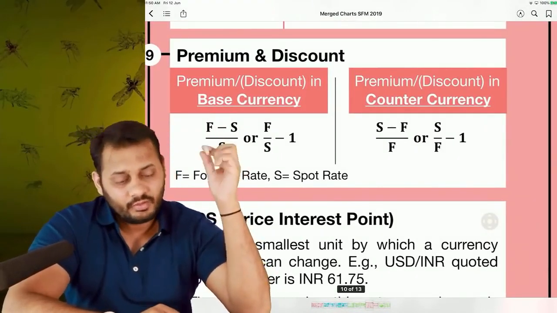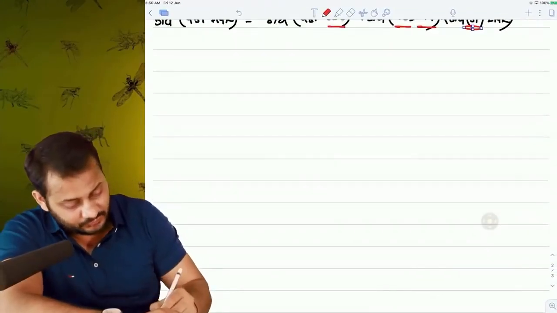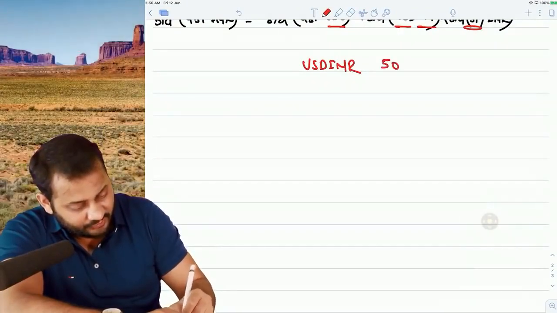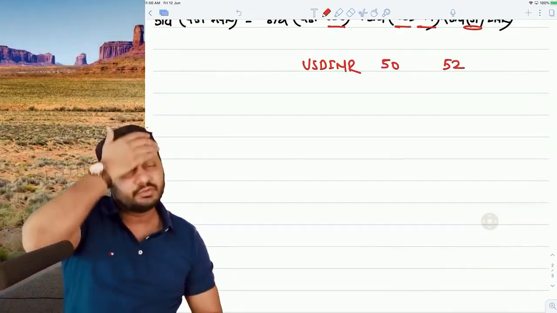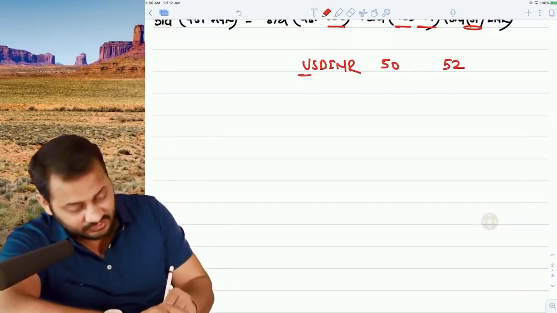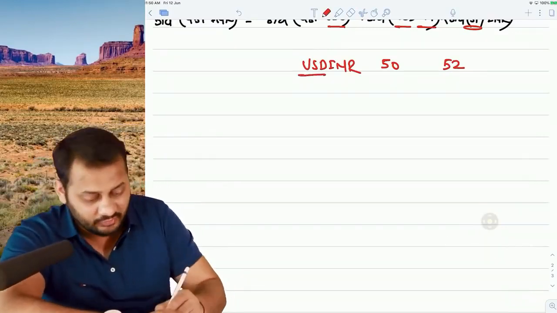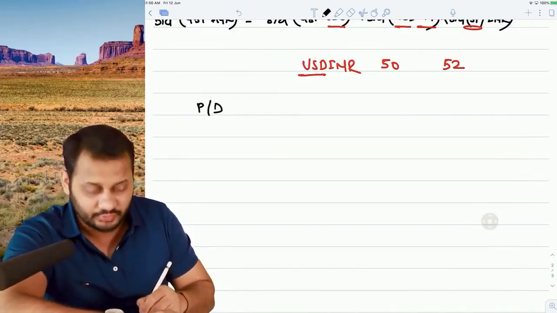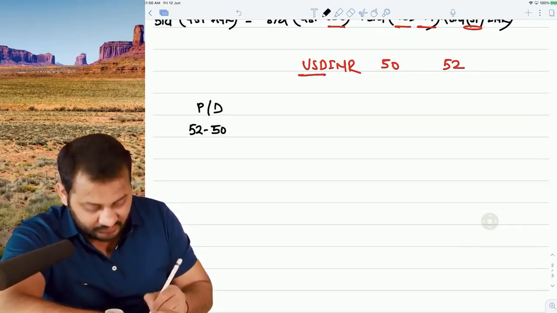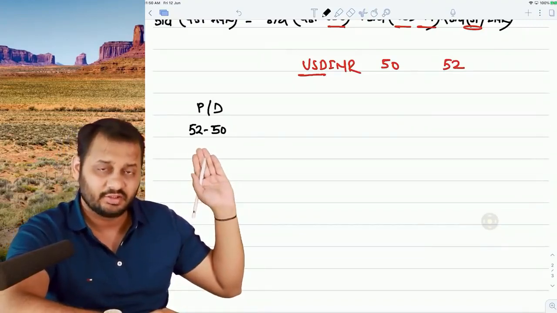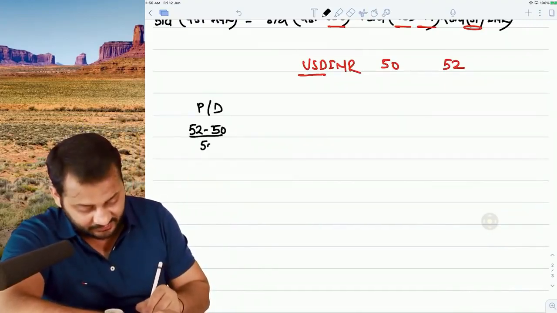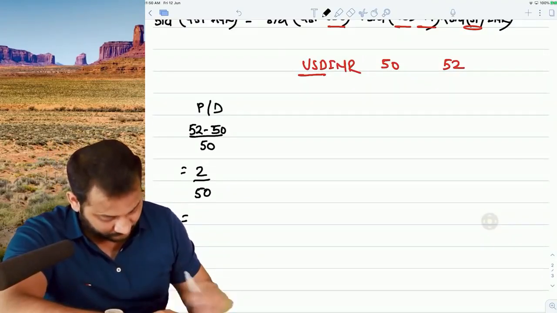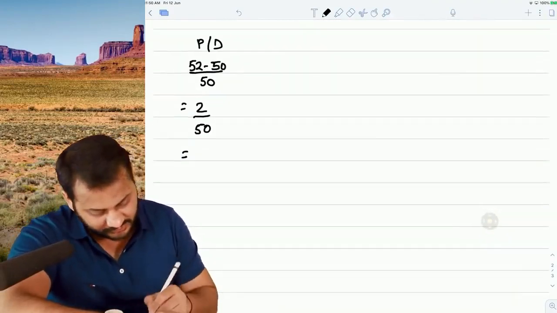Now what matters, let's take an example of USD INR 50 today and 52 tomorrow. Here the base currency is the US dollar. So if you want to calculate premium or discount, the formula goes to 52 minus 50. This is how much the dollar has appreciated, and the base is 50. So it is 2 divided by 50. That's around 4%.